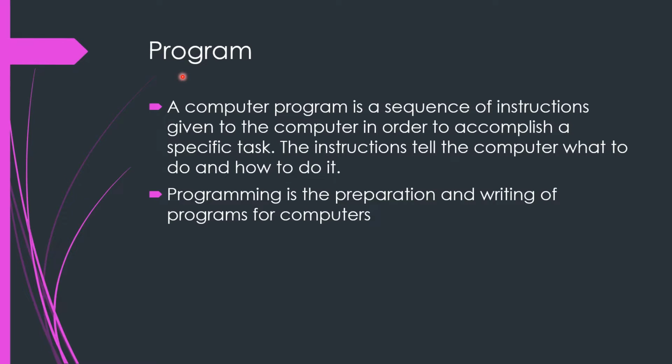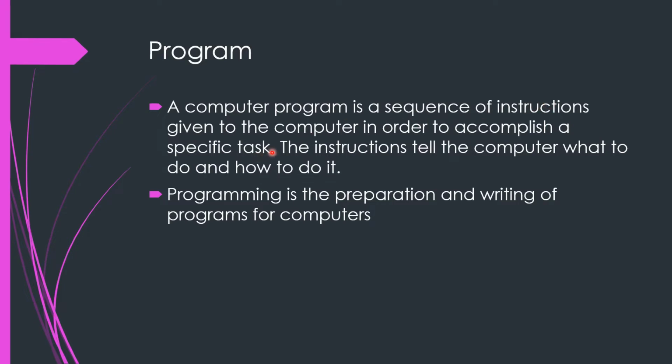First of all, let us understand what is program. A computer program is a sequence of instructions given to the computer in order to accomplish a specific task. The instructions tell the computer what to do and how to do it. So basically, whenever we are talking about a computer program, it is a set of instructions, and this set of instructions is always executed in a specific sequence. And why so? Because we have to accomplish a specific task.